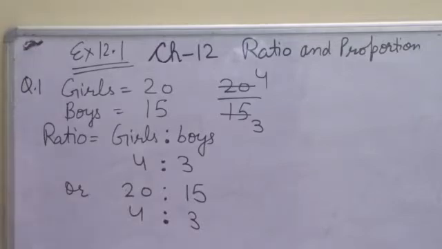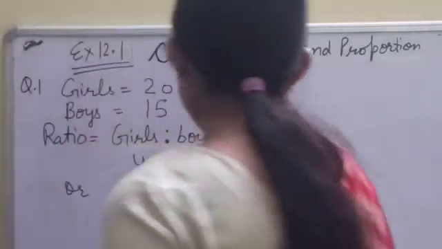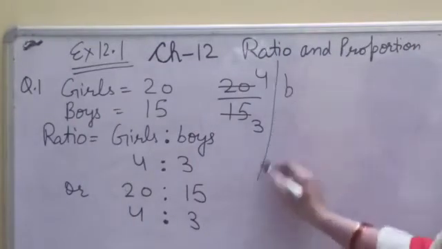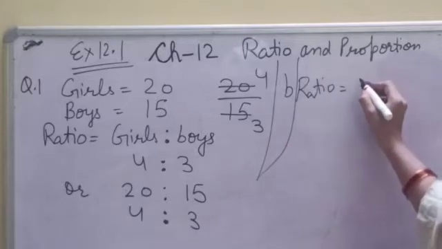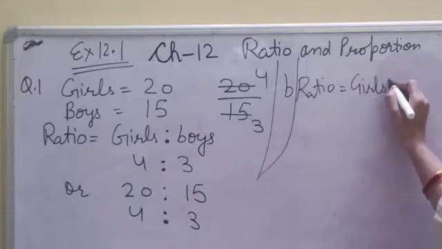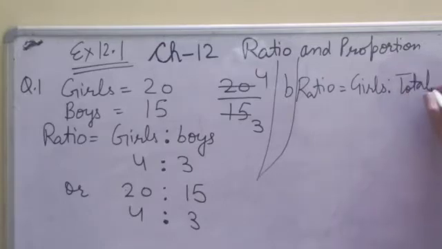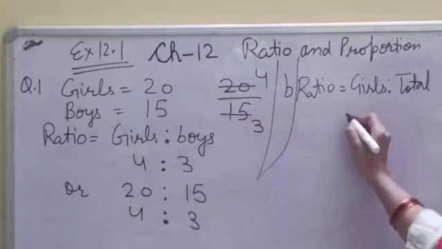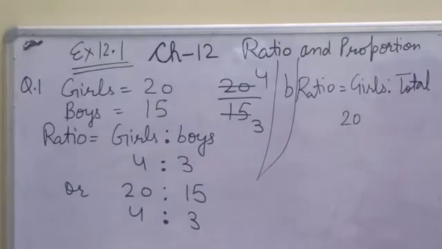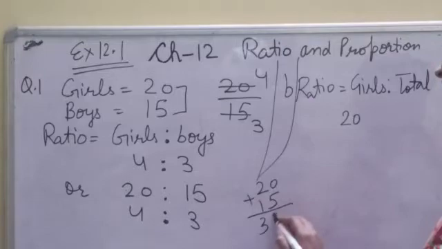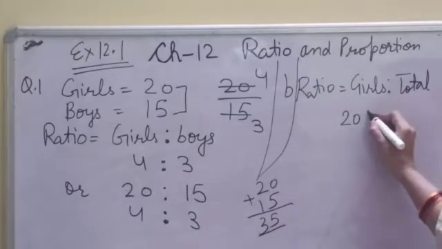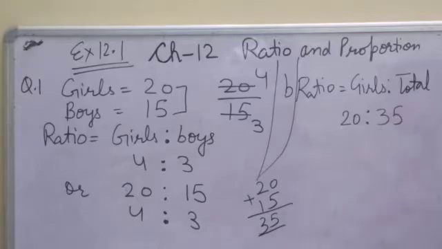Then in part B, what is the ratio of number of girls to the total students? So what we have to do in part B? We have to find the ratio. Whose ratio? Number of girls to the total number of students. So how many girls are there? 20. What is the total? Total means we have to add these two. So total is 20 plus 15, that is 35. So total is 35.